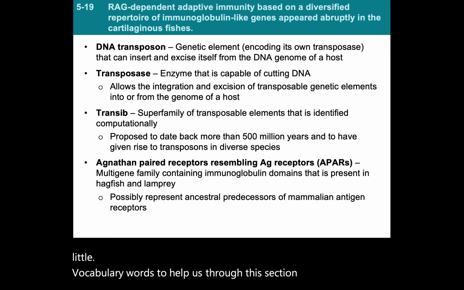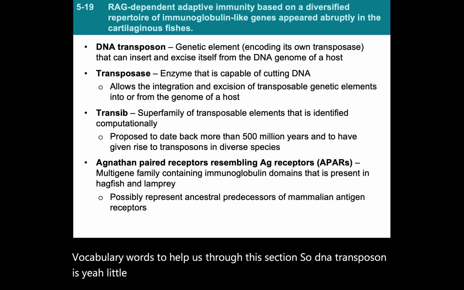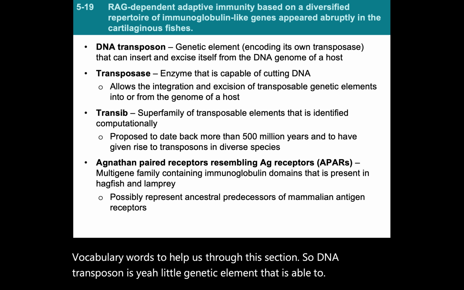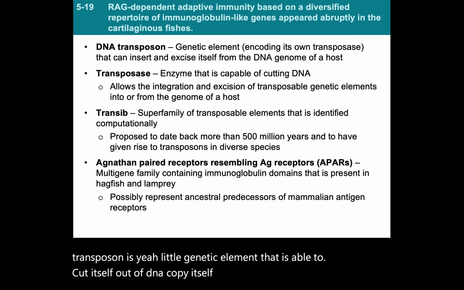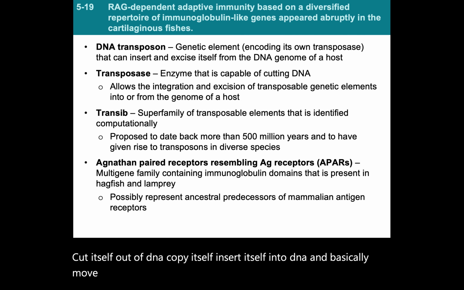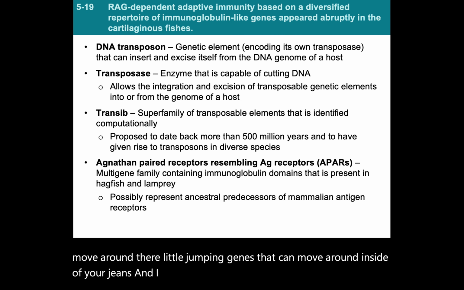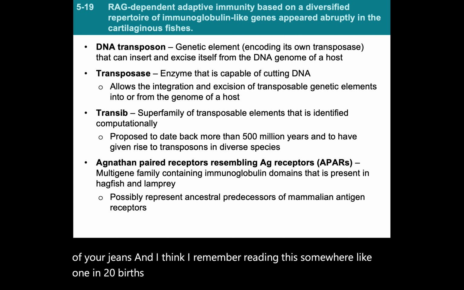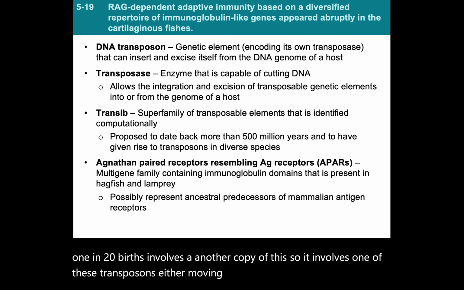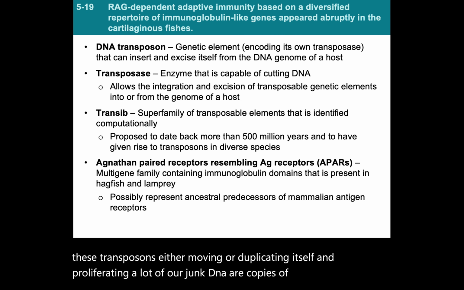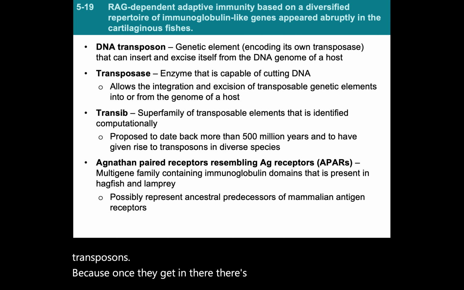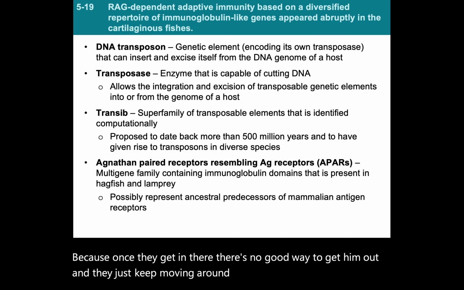A DNA transposon is a little genetic element that is able to cut itself out of DNA, copy itself, insert itself into DNA, and basically move around. They're like little jumping genes that can move around inside of your genes. And I think I remember reading somewhere that 1 in 20 births involves another copy of this, so it involves one of these transposons either moving or duplicating itself and proliferating. A lot of our junk DNA are copies of these DNA transposons, because once they get in there, there's no good way to get them out, and they just keep moving around and basically making babies.